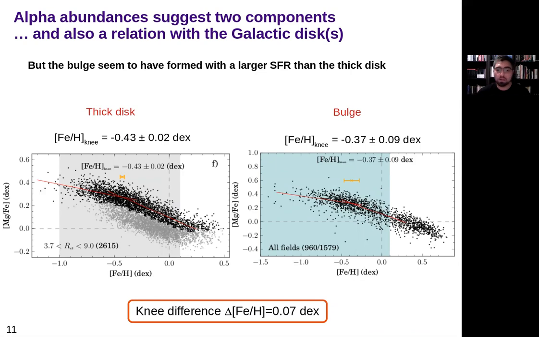for example, here the knee of the bulge sequence, which is defined as the point where the sequence breaks down, we have estimated that for the bulge, this position happens in metallicity at minus 0.37 dex, while for a local and inner thick disk sample, this happens at a slightly lower metallicity value. So with an overall knee difference in metallicity of 0.07 dex.